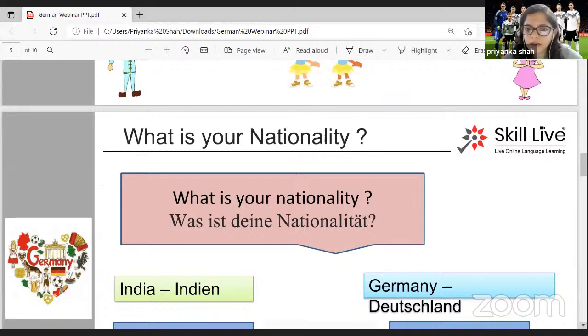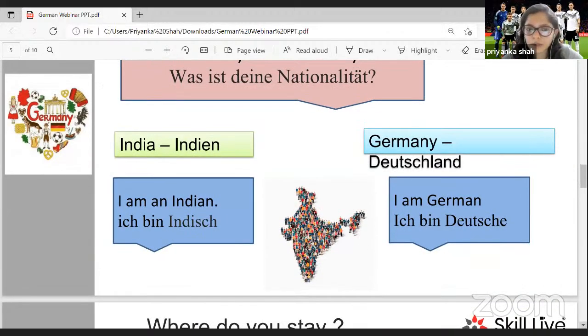Was ist deine Nationalität? So, ich bin Indisch. Ich bin Deutscher. India is known as Indian and Germany is known as Deutschland.